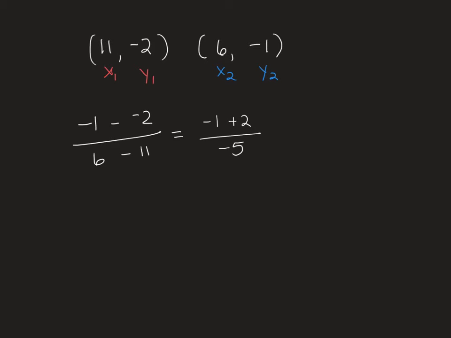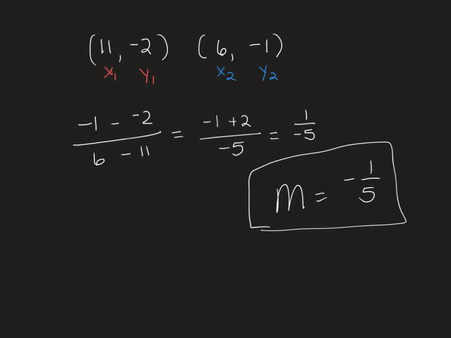I can combine the bottom. There's nothing there to stop me. Let's do the top. That's going to be a 1 over -5. So my slope is a -1/5. Okay, so there's my slope. Not a big deal.